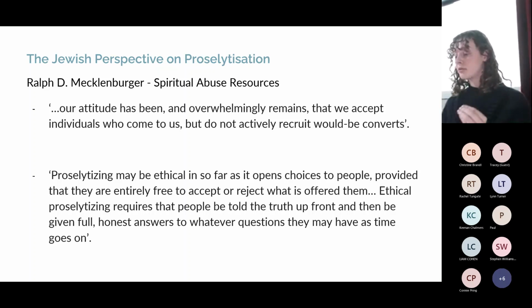Ethical proselytizing requires that people be told the truth up front, and then be given full and honest answers to whatever questions they may have as time goes on. This opens up proselytization to become much more of a dialogue between people, something that I believe the collection is a very good tool to be used for today. It can be used to create conversations and questions between religious groups, as long as they're done in a respectful manner.